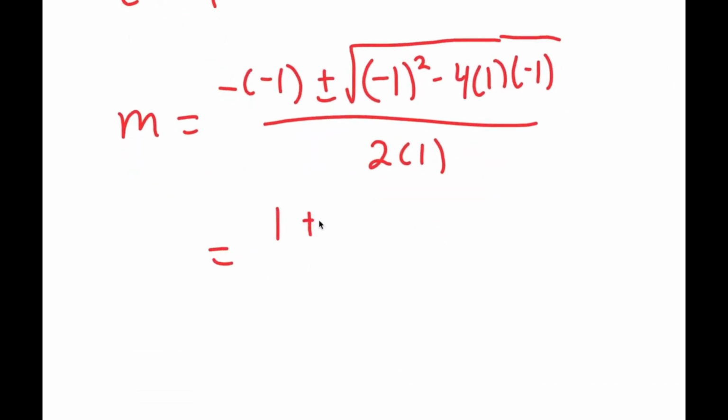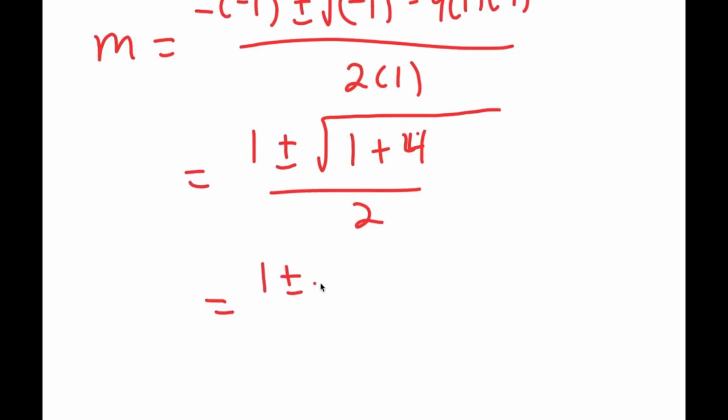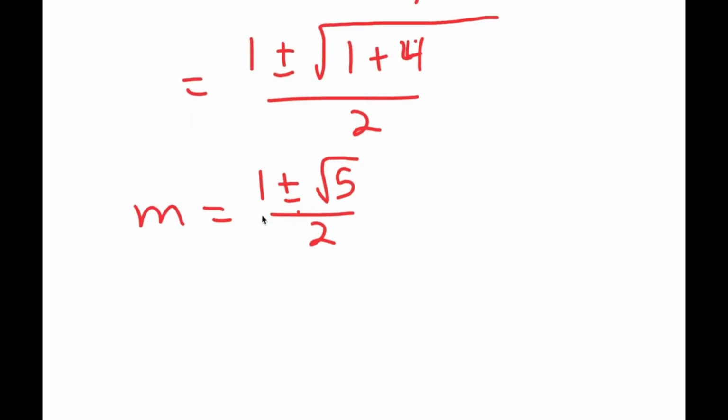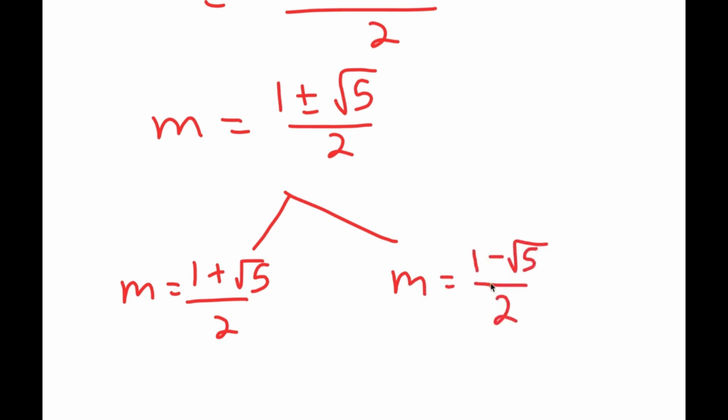And this turns into positive 1 plus or minus the square root of 1 plus 4 over 2, which is equal to 1 plus or minus the square root of 5 over 2. So this is the value of m. And to be precise, the two values of m are 1 plus the square root of 5 over 2 and 1 minus the square root of 5 over 2.